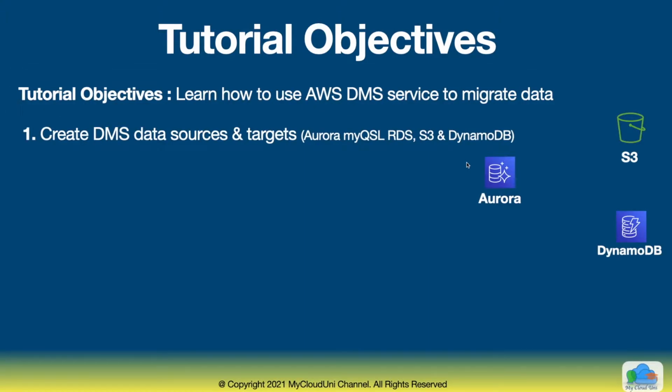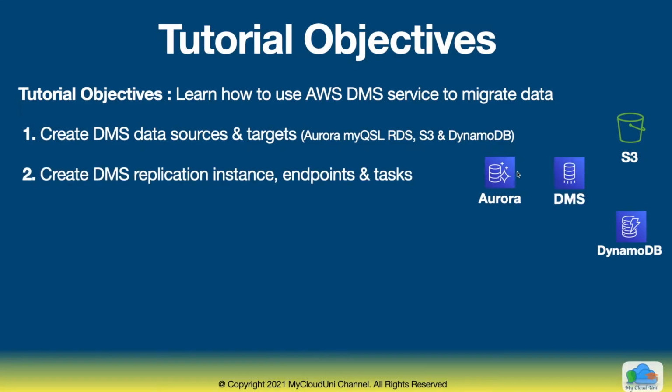As mentioned, we want to see how we want to use AWS DMS to migrate data. We create the DMS data sources, in this case the MySQL Aurora database, and we create a couple of targets, S3 and DynamoDB, to send the data from the Aurora MySQL database to these two locations. And we create a DMS replication instance, which is central to this migration, and we create the DMS endpoints, the source and target endpoints, and we create the tasks to move the data.